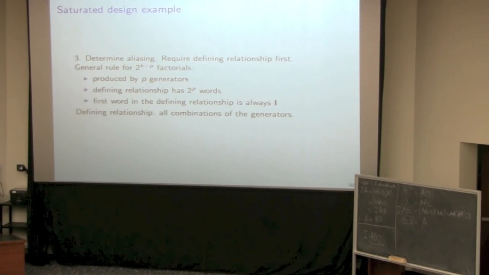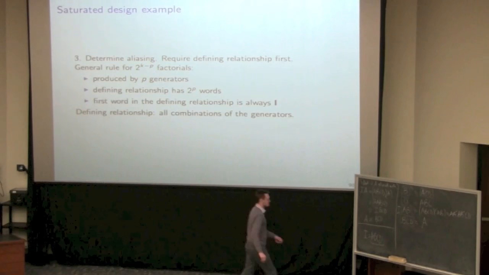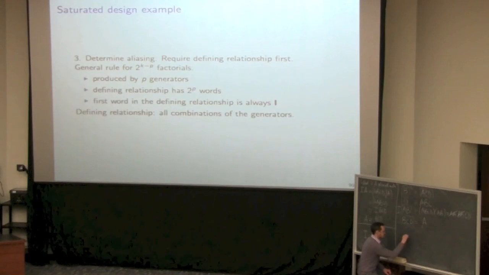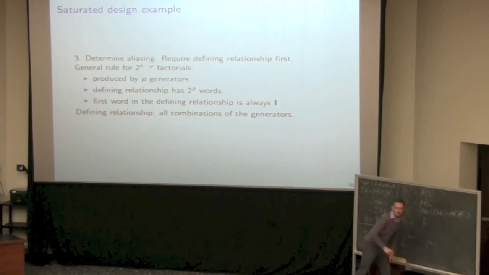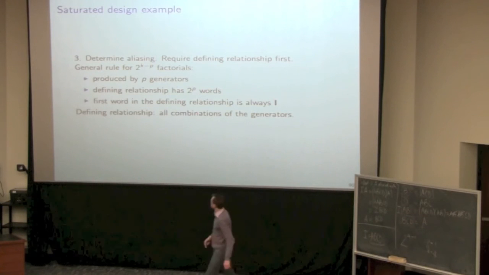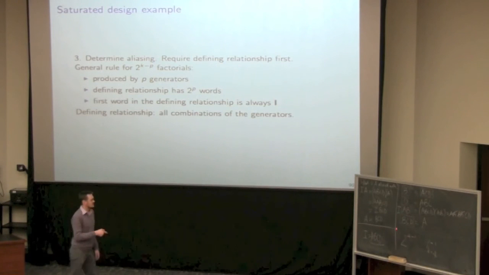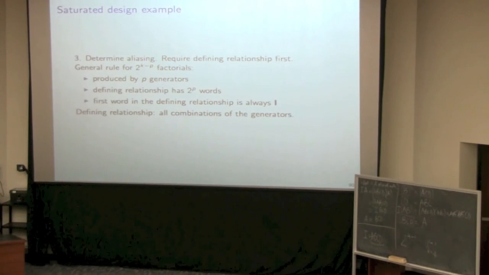So remember this example I did on the board? This was for a 2 to the 4 minus 1. So P is equal to 1 in this case. K is equal to 4. So in that experiment, 2 to the 4 minus 1, I have 2 to the power 1, 2 to the P words. There's my defining relationship. It has two words. I is the first word. The second word is ABCD.